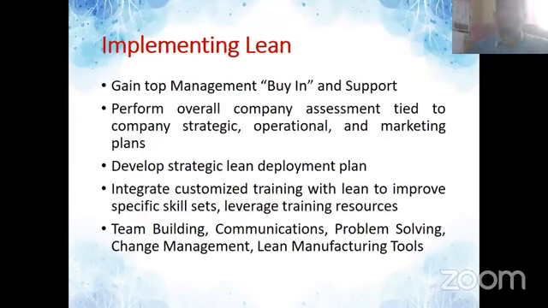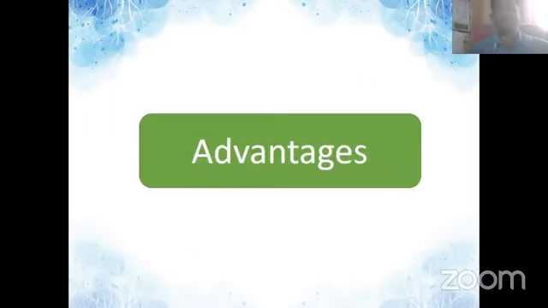So to implement lean, we must gain top management buy-in and support, then perform an overall company assessment, then develop a strategic lean deployment plan. We have to integrate customized training with lean to improve specific skill sets. We have to conduct different programs, some advanced training, so that the operators and the shop floor managers get acquainted with the latest technologies.